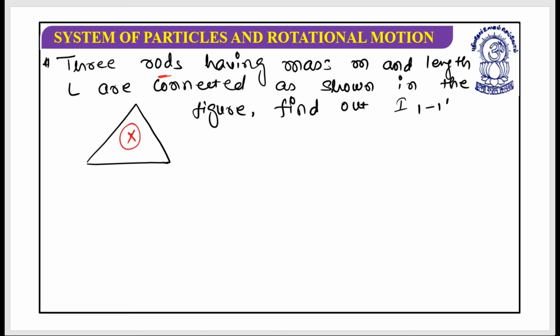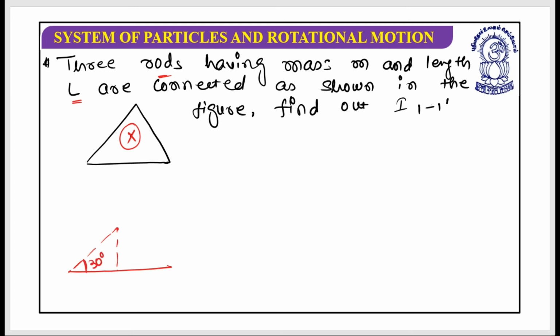So what I need to find out is the 1 1 dash. How will I do this? Again, I'm going to do the same thing that we have done previously. This is the rod, this is the location. All rods have the same dimension, so it is something like this.